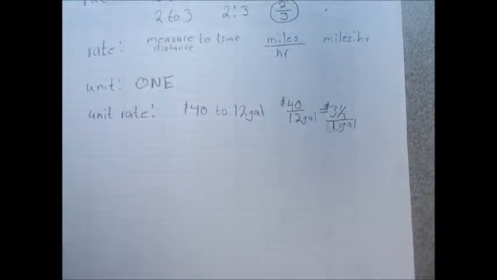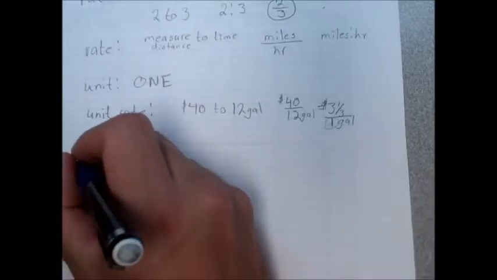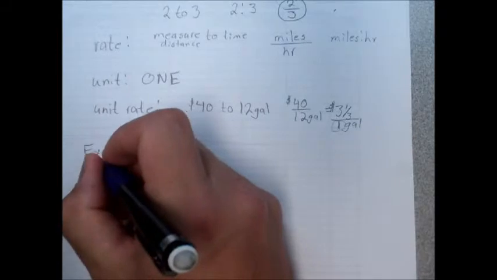If you buy boxes of cereal in bulk and it's $10 for 10 boxes, that would be a ratio, and we need to convert it down to a unit rate, so we just divide it. It's $1 a box. Okay. Example 1 then. Example 1 is finding a unit rate.